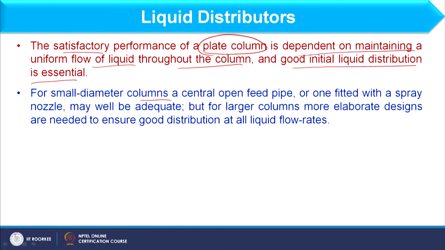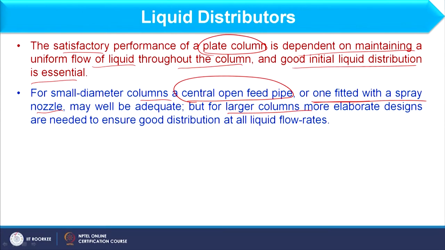For a small diameter column, we can consider a center open feed pipe or one fitted with a spray nozzle, and through these nozzles liquid can be properly distributed in the packing when the column diameter is small. So one opening is enough for that, okay? But for a larger diameter column, more elaborate designs are needed to ensure good distribution of liquid at all liquid flow rates. So that should be considered for a wide range of liquid flow rates.